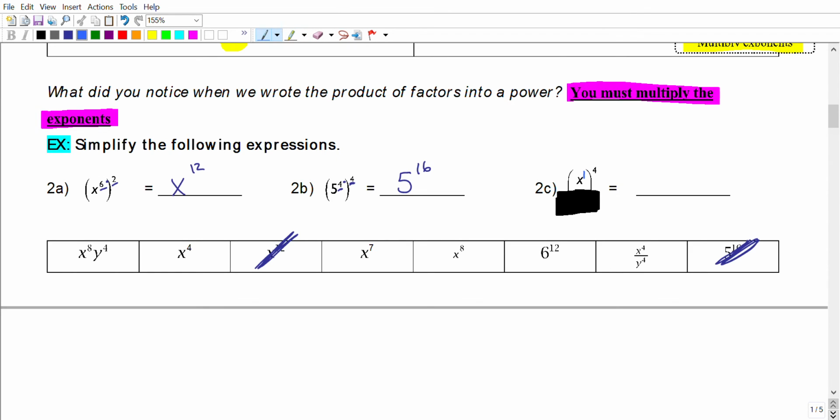Okay. Well, I hope that you guys are telling me that it would be x to the 4th, right? Because 1 times 4 is just 4. Now let me bring back that y.